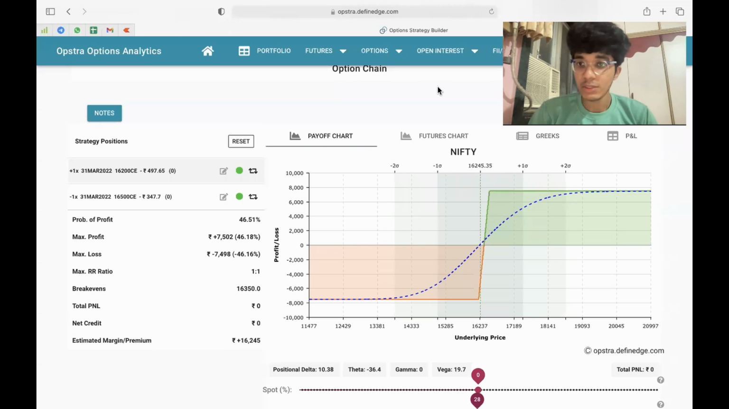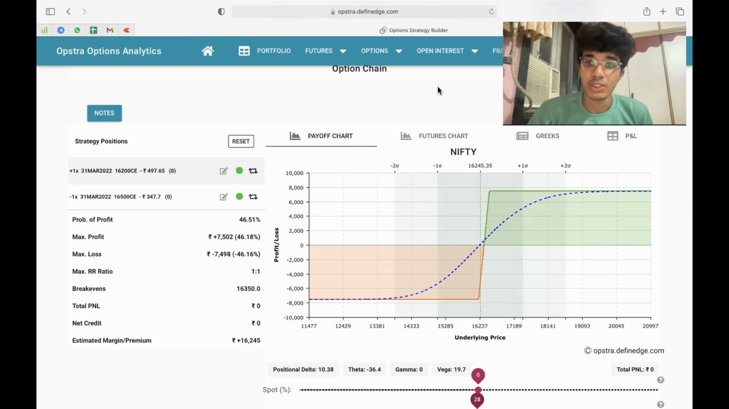So hello everyone, in this video we're going to learn what a bull call spread is, how you apply it, what kind of market you should apply it in, and the whole logic and reasoning behind it. Just from the name, a bull call spread is a spread that includes just call options.